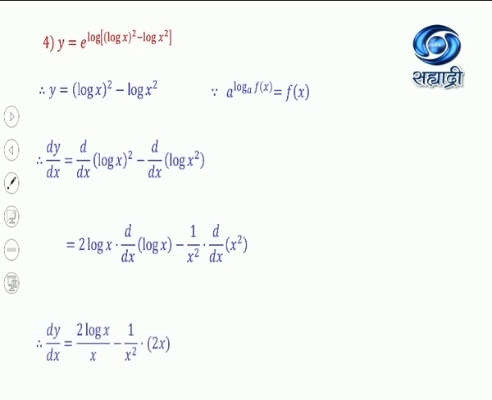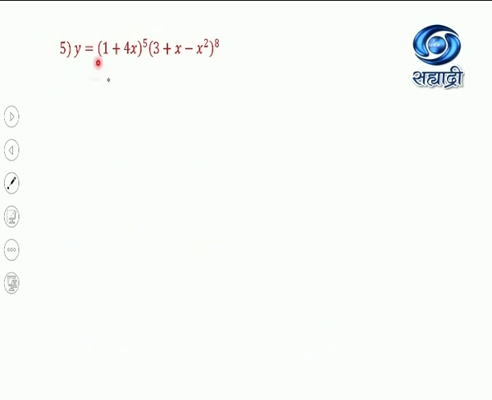Now, derivative of log x is 1 upon x, so 2 log x upon x. Now minus 1 upon x² remains the same, and derivative of x² is 2x. So we get this, and this can be written as 2 log x upon x as it is. Now x gets cancelled, so we get minus 2 upon x as the second term. Now this is our final answer. Derivative of the given function is 2 log x upon x minus 2 upon x. Now we will continue with our next example.